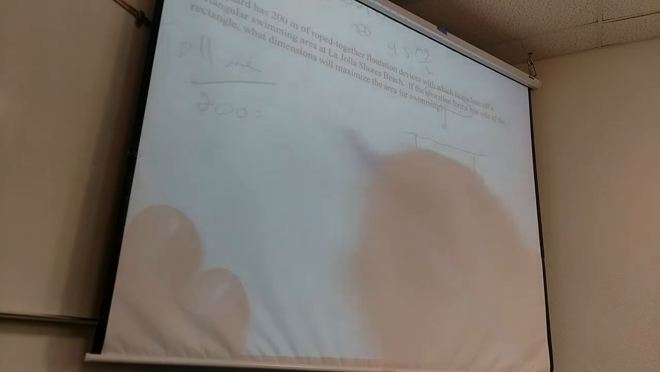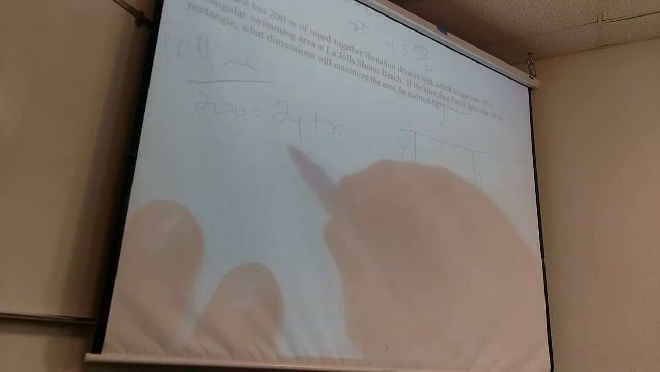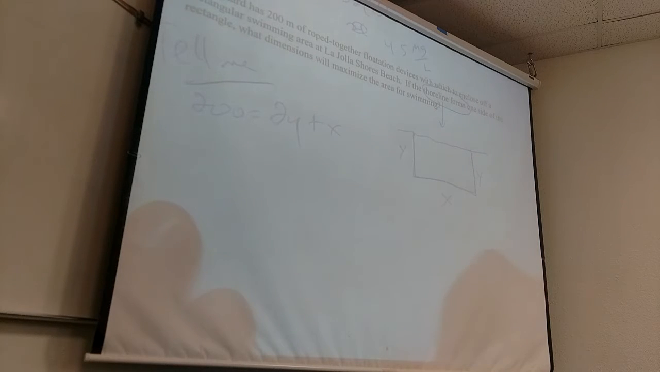2y plus x. How'd you get 2y? Because y plus y, plus x. This is not an area we're doing, right? We lay this down here, this down here, this down here. Bam. 2y plus x.